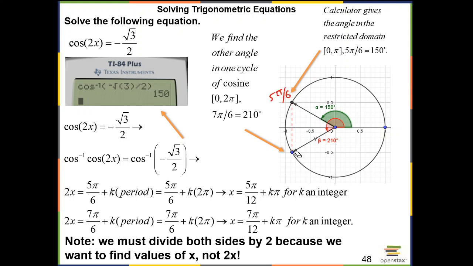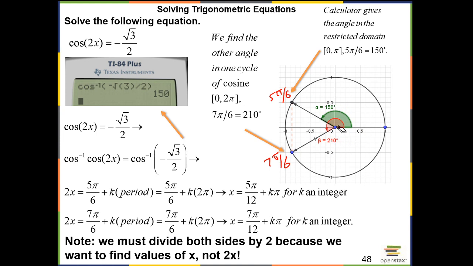And what is this one? Well, remember the reference angle is pi over 6. So this one would be 7 pi over 6, right? This one is 7 pi over 6. And those are the two in one complete turn.